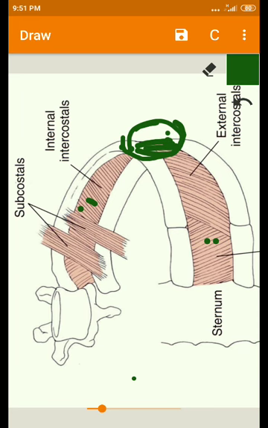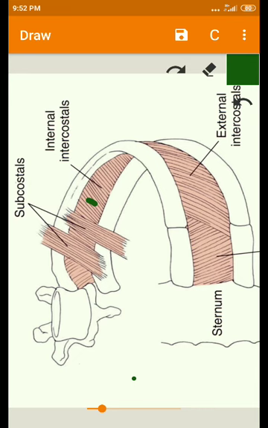So these muscles at the lateral side have less effect in respiration. They have a major effect in trunk rotation and side flexion. They take a very important role in those movements, not in respiration. Okay, so this is about the internal intercostalis and external intercostalis.